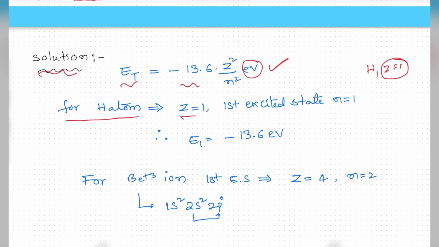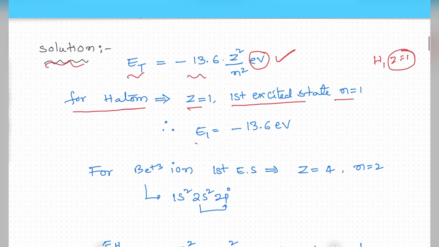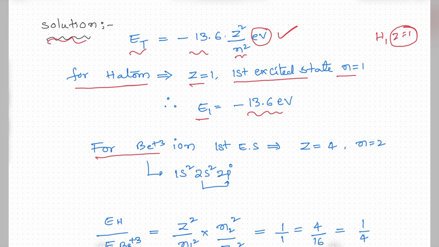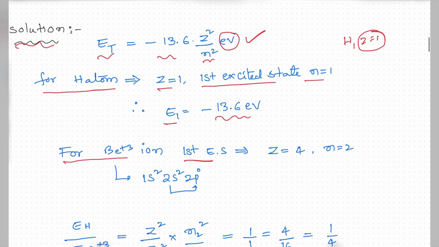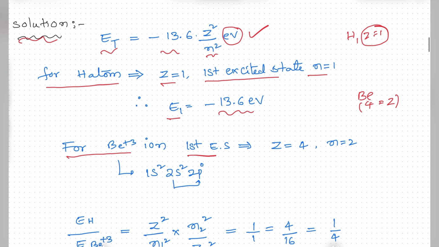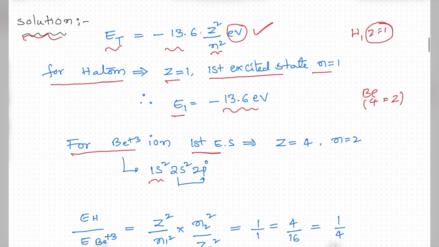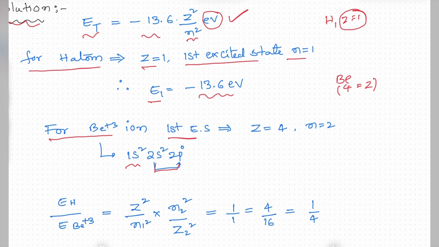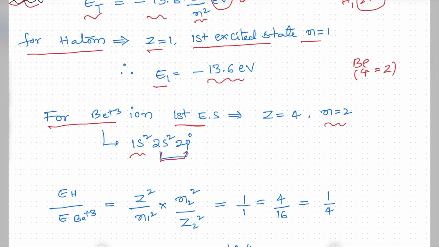Therefore, you can substitute the Z and n values in the equation. We get E1, that is the first orbit, equal to minus 13.6 electron volts. That is common for the first orbit of the hydrogen atom. For the beryllium ion in the first excited state, the atomic number of beryllium is 4. So the electron enters the second orbit. You can see the electronic configuration of beryllium, Z is equal to 4: 1s2, 2s2, 2p0. So the 2s electron is promoted to the 2p orbital. That is n is equal to 2 we are taking. So Z we know, n also we know.